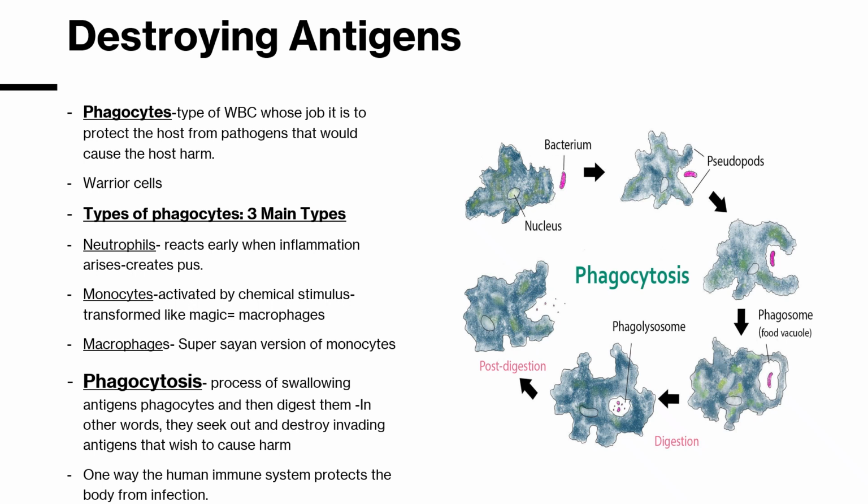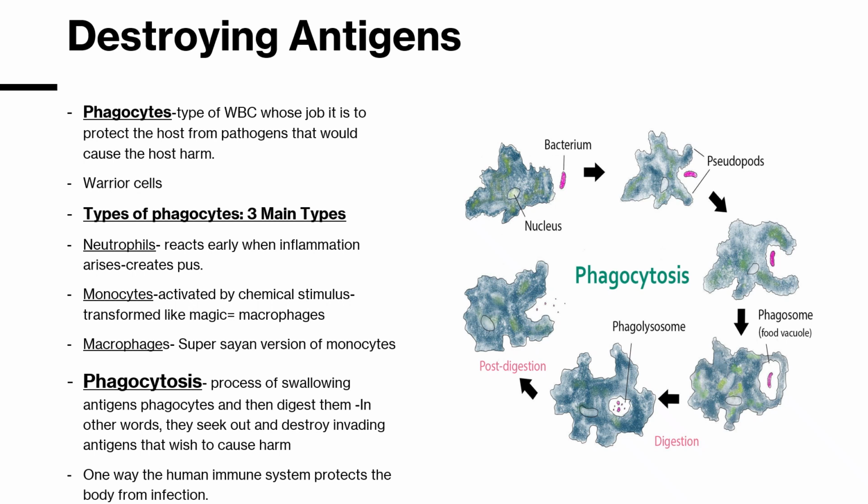Types of phagocytes. There are 3 main types. We have neutrophils, and these react early when inflammation first arises, and they create pus, which everybody knows what pus is. It's yellow and white, and it comes out of big lumps when you squeeze.